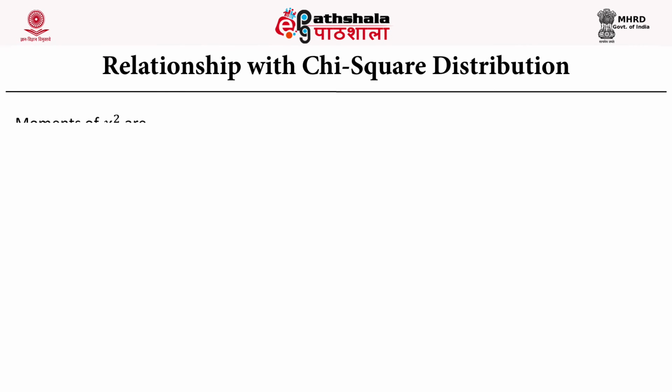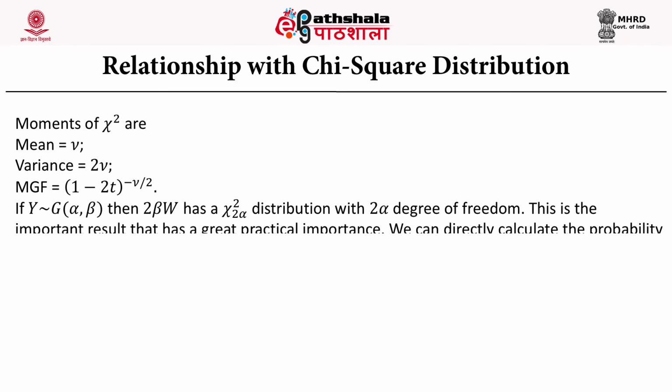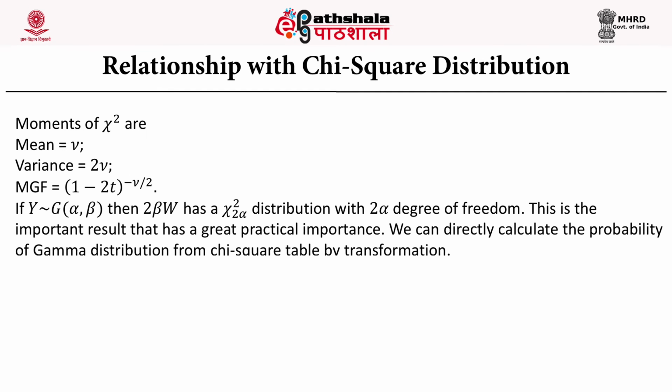And moments of chi-square are given as: mean of the chi-square is equal to mu, variance is equal to 2 mu, and MGF is equal to (1 minus 2t) power minus mu by 2. If y follows gamma distribution with parameter alpha, beta, then 2 beta y has a chi-square distribution with parameter 2 alpha, that is, 2 alpha degrees of freedom. That is an important result that has great practical importance. We can directly calculate the probability of gamma distribution from the chi-square table by transformation.